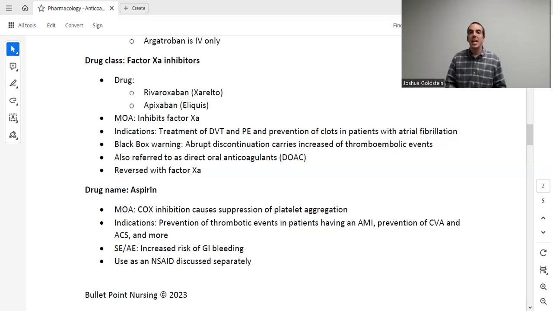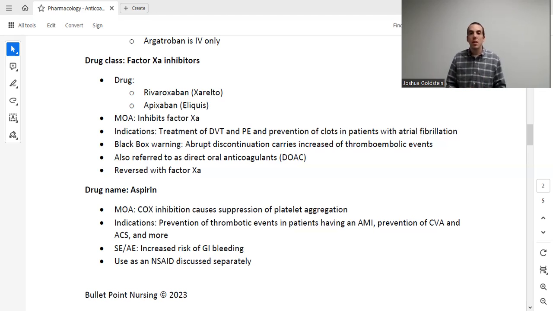Please note that this medication permanently inactivates platelets. Every platelet has a lifespan of roughly 7 to 10 days. Any platelet that's been affected by aspirin is permanently out of commission. So there's no reversal agent for this. The adverse effects are increased risk of GI bleeding.